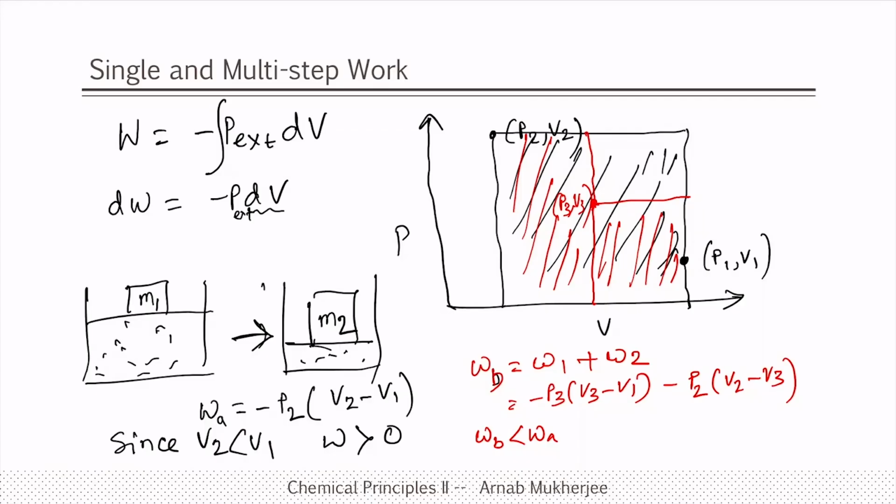Now, let us take a third step. Let us call that P4 V4, which is in the green region, and P4 V4 will be all that green region.